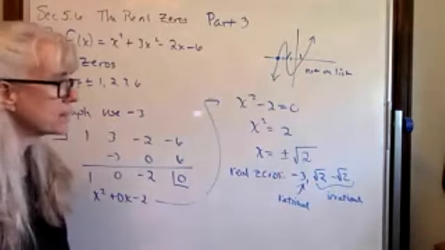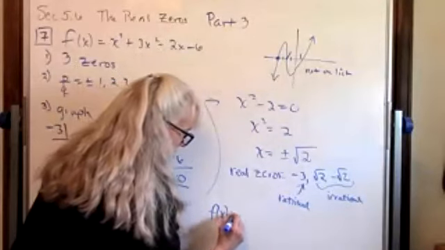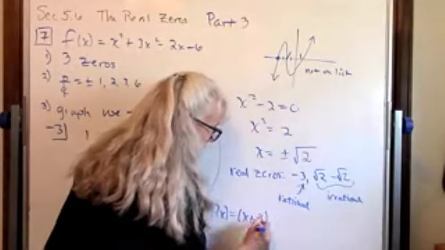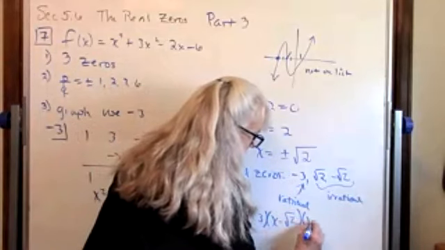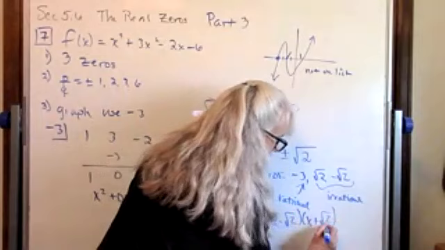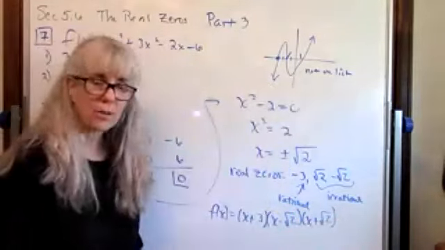It does ask us to write it in factored form. So to finish off the problem, we know that f of x factors into an x plus 3, that's from this guy, an x minus the square root of 2, and an x plus the square root of 2. Now, you would never have been able to factor that before, but now you can. It's kind of cool. Okay, let's try another one.